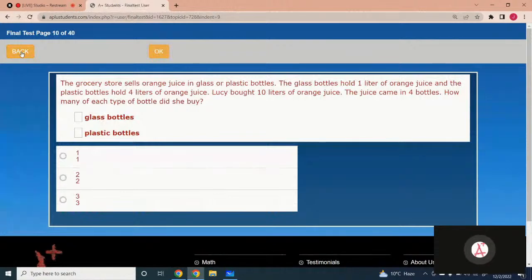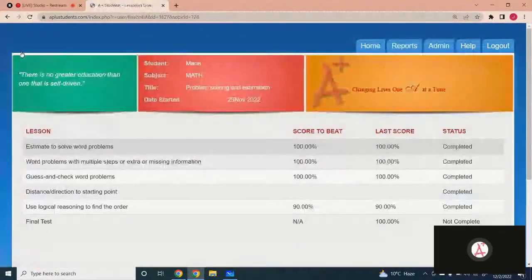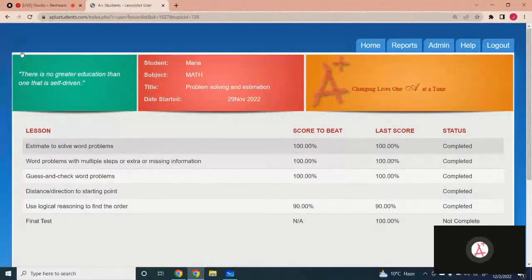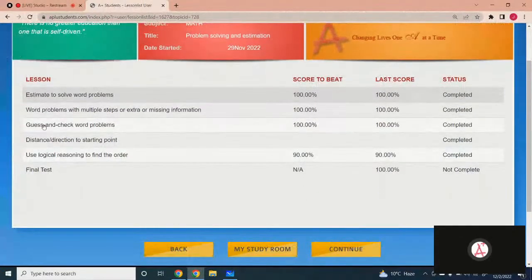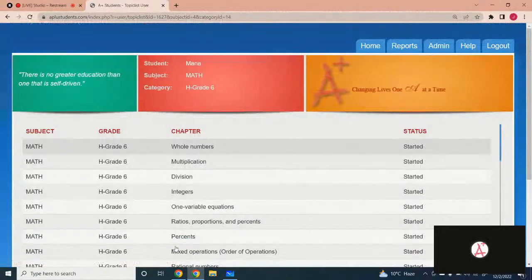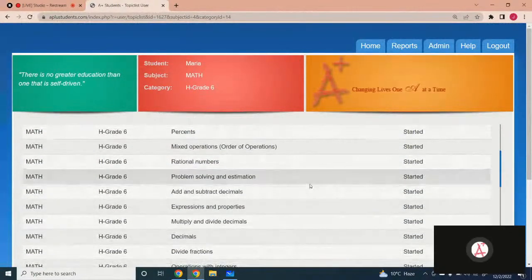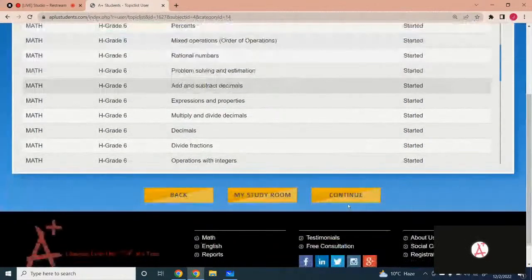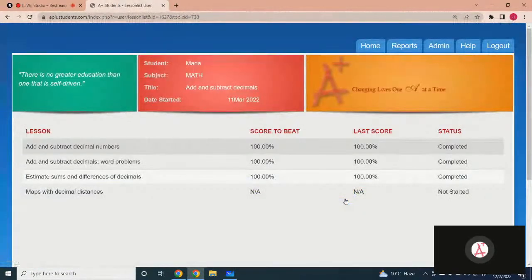Okay, you can complete the test by yourself later today. Let me just move on to the next chapter. We're going to start the new chapter. The new chapter is add and subtract decimals. So let's just start with the topic, that is add and subtract decimals. Got it? Let's start with the first topic, that is add and subtract decimal numbers.